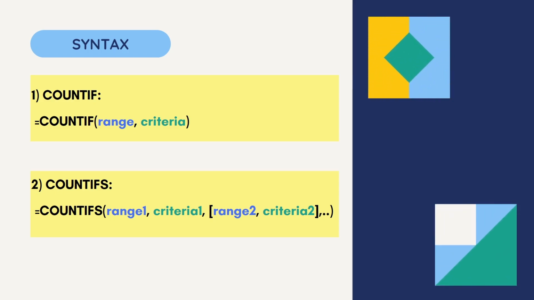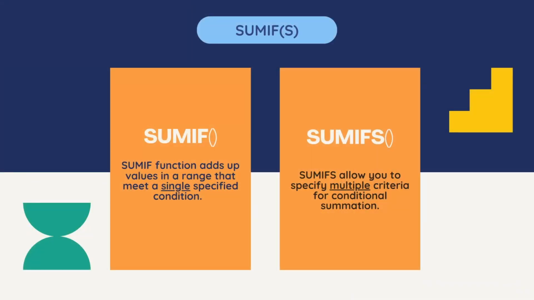Now, let's look at Sumif and Sumifs. The Sumif function adds up values in a range that meet a single specified condition, whereas Sumifs allows you to specify multiple criteria for conditional summation. Now, let's look at the syntax of Sumif and Sumifs.